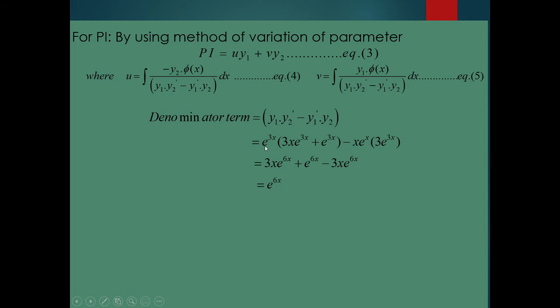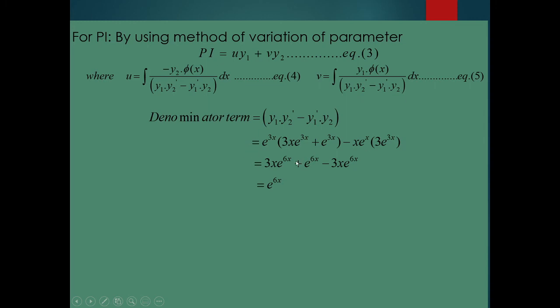Now here substitute the value of y1, e to the power 3x, and y2, x e to the power 3x. Now we find its derivative by applying the product rule. Here x as it is, the derivative of e to the power 3x is 3 e to the power 3x, plus in the second term e to the power 3x as it is and the derivative of x is 1. Now for the second term, the minus sign as it is, y1 dash. First y1 is e to the power 3x, therefore the derivative of this term is 3 e to the power 3x, and the second term y2, x e to the power 3x, as it is.